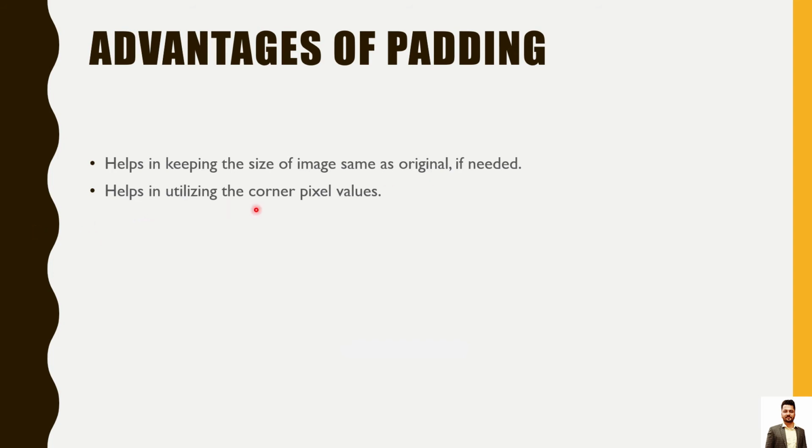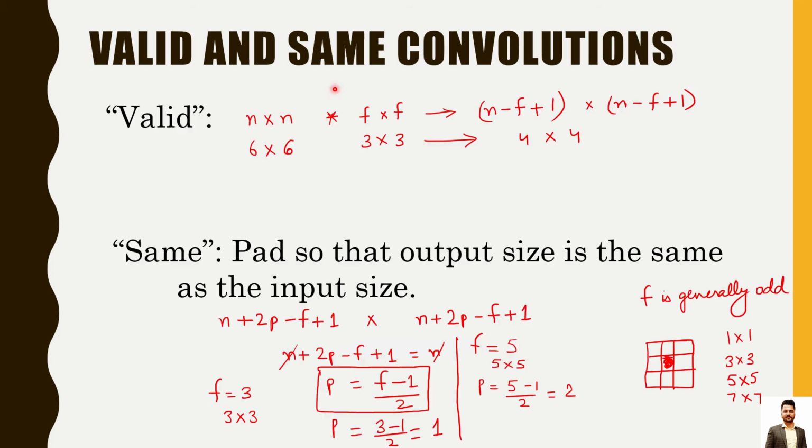It also helps in utilizing the corner pixel values. So this is valid and same convolution. Let's say that you are doing this 6 cross 6 with a 3 cross 3 filter size. The convolution is being done. The formula is n minus f plus 1 into n minus f plus 1. The size will be 4 cross 4 after the convolution. And if you do not want to reduce the size, if you want to keep the size the same, pad so that the output is the same as the input size. So if you are doing the padding, the formula becomes n plus 2p minus f plus 1 into n plus 2p minus f plus 1.